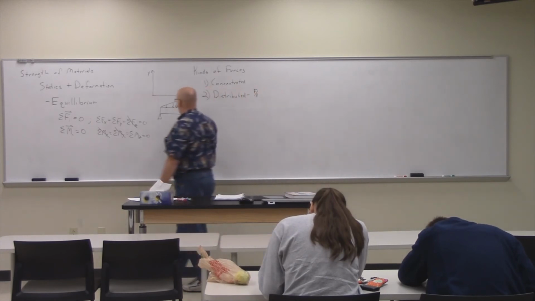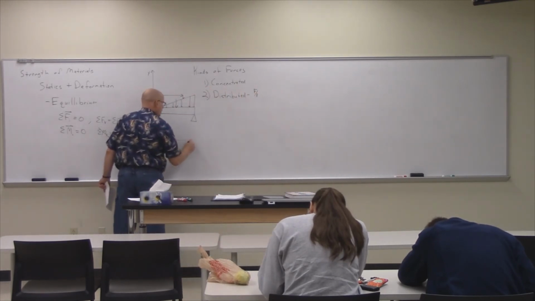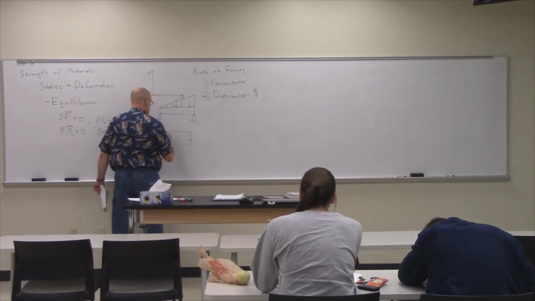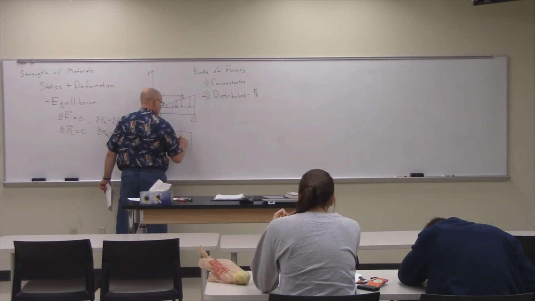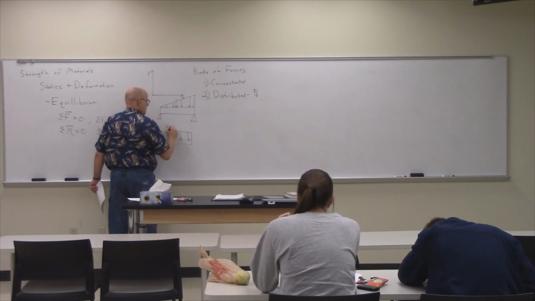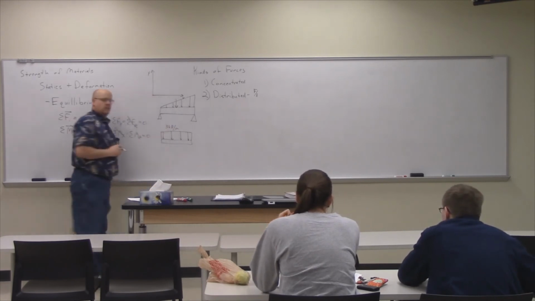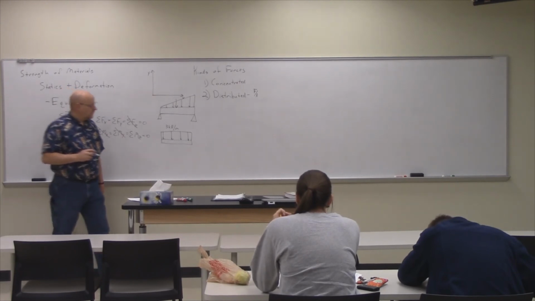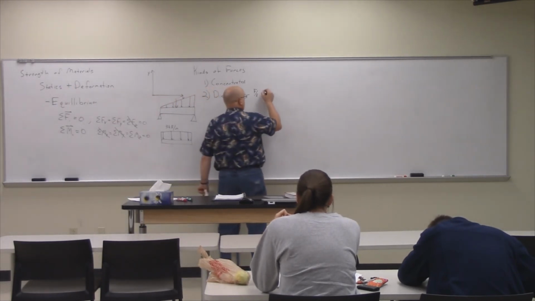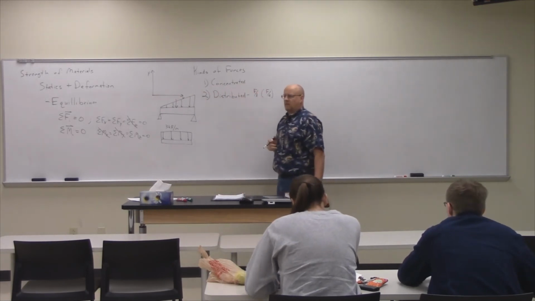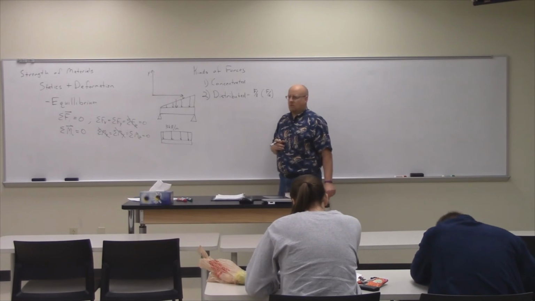So if it was a uniform distributed force on my beam, I might have something up here that says 3 kilonewtons per meter. There's a force per unit length. Or it could be a force per unit area, though I doubt you probably covered much of that in statics. Probably not a lot of two-dimensional force distributions. There might be some.